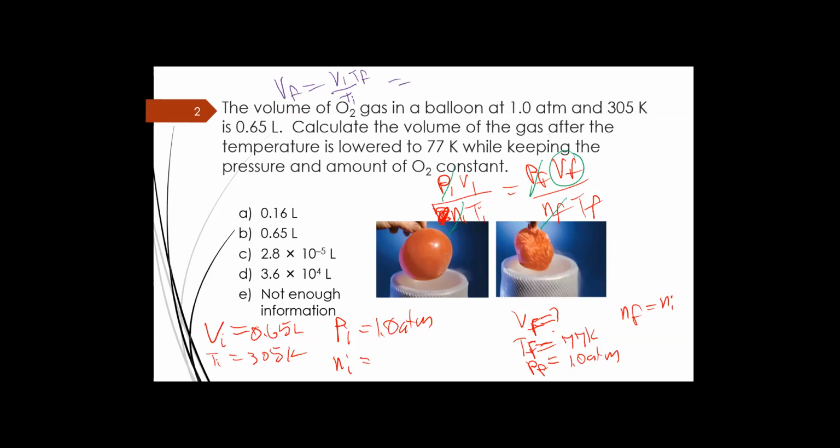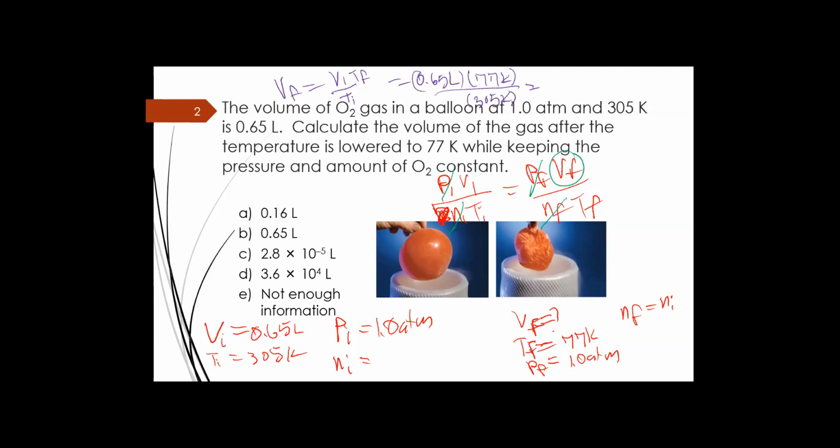So that becomes 0.65 liters, 77 Kelvin, over 305 Kelvin. Now, one thing that I'll tell you is that in this case, everything's in Kelvin, and so we don't have to worry about it. But when we start to do these, if your temperature is not in Kelvin, you have to make sure that you convert it into Kelvin. And the reason for that is that if you leave it in degrees Celsius or Fahrenheit, they're not going to give you the correct ratio that we need.